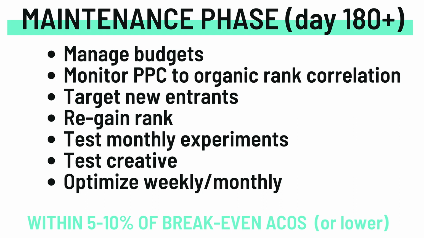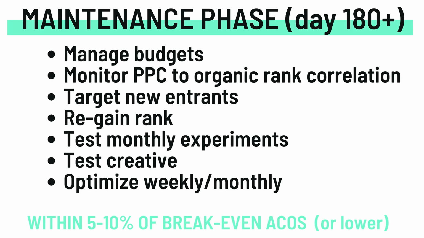Typically, we're going to test monthly experiments at this point, so you don't need to be as iterative as those other earlier stages. And we may want to test creative, especially if we've got videos or we're doing sponsored brand headlines. Test some new imagery, test some new photos, test new sequencing and cadence with your video ads, and just see if you can really optimize that conversion rate. And then we're really looking at optimizing weekly and monthly here. So it's a little bit less incremental work when you've got these more maintenance-oriented SKUs.